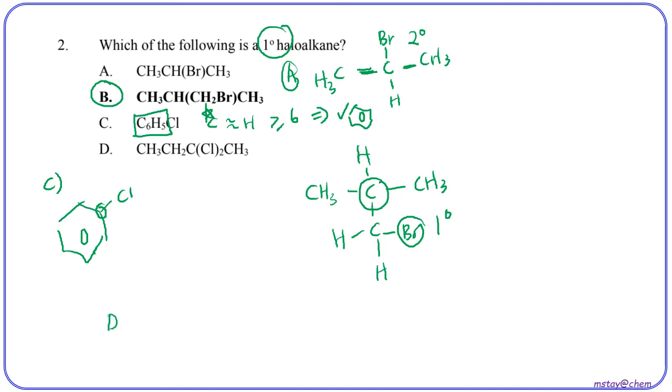For D, the structure is CH3CH2ClCl and CH3. So this carbon is bonded to 2 carbons, so we will also consider it as secondary. So that's why the answer is B.